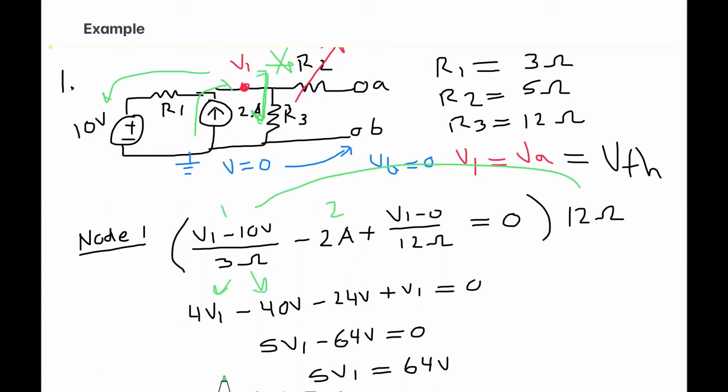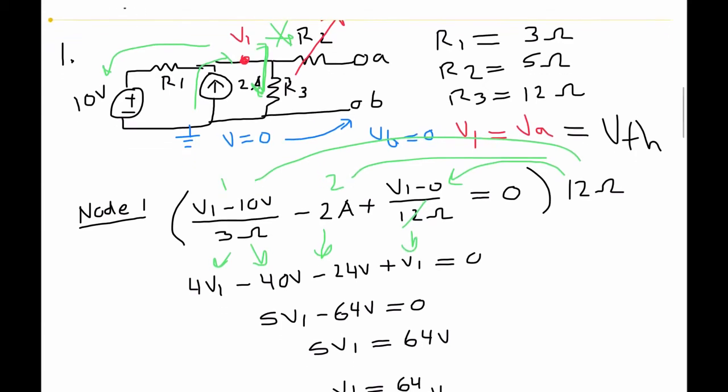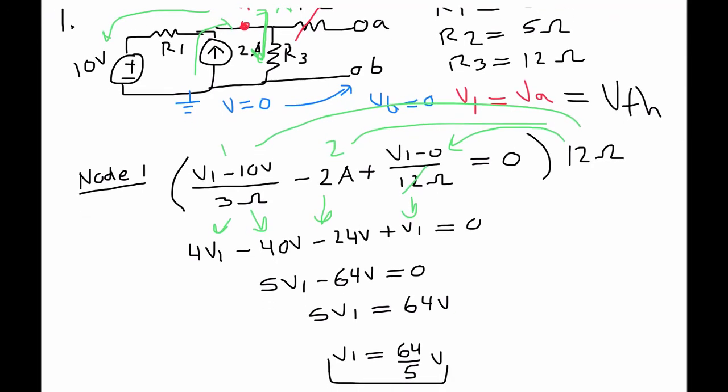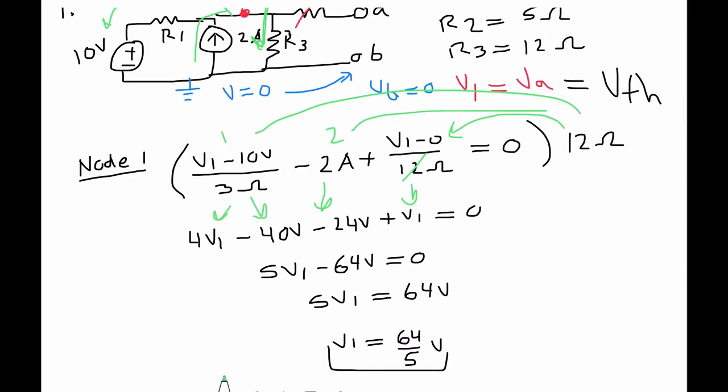So if we go to 1, this will spit out that we have 4 V1 and 40 volts. And then if I multiply again by the 2 amps, we get negative 24 volts, because amps times ohms is volts. And then the 12 cancels with this 12 here, so we're just left with the V1. And then if I collect my like terms, you'll eventually get down to V1 is equal to 64 over 5 volts. And this is equal to VA, which is equal to our VTH.